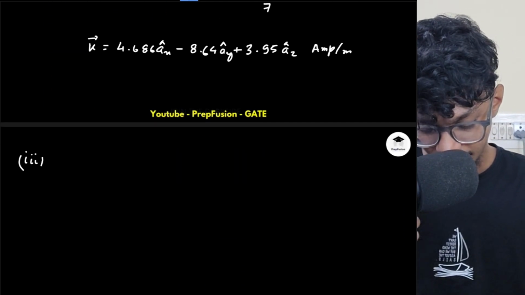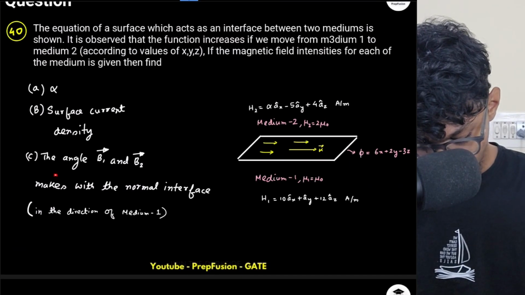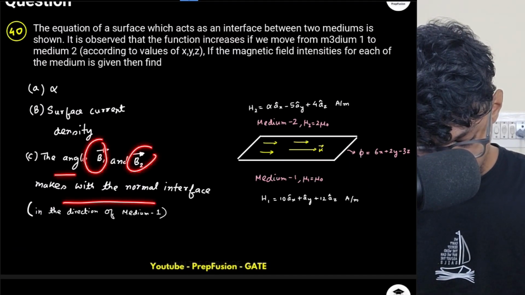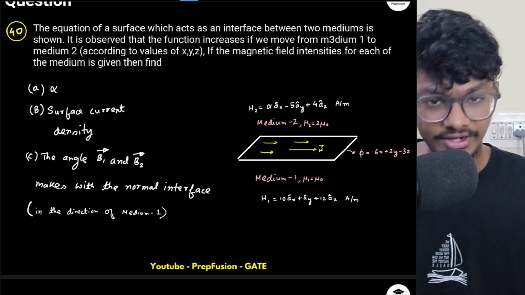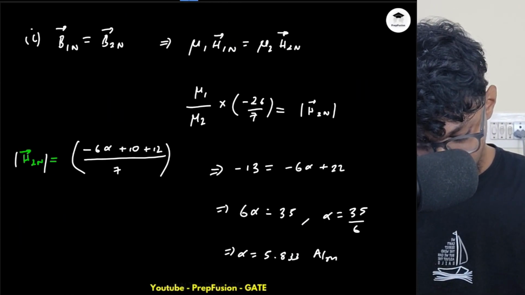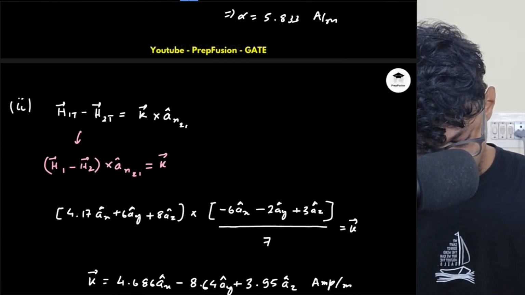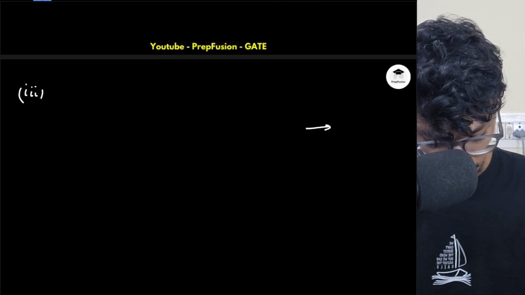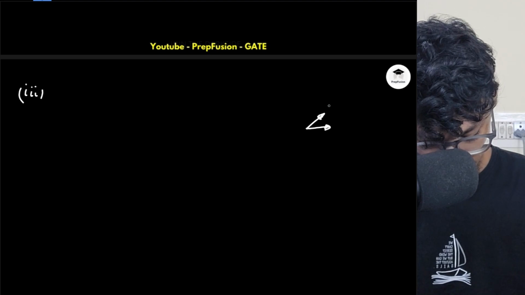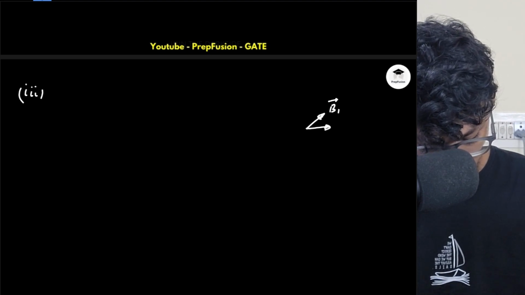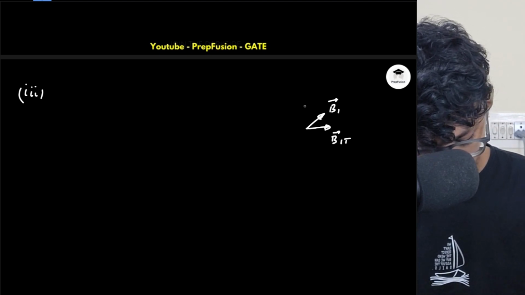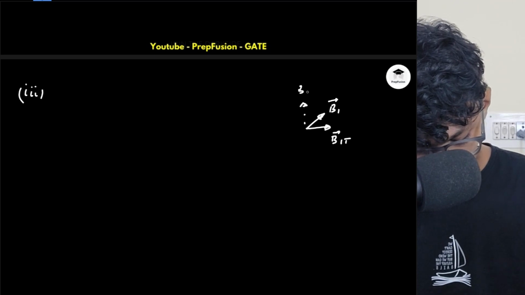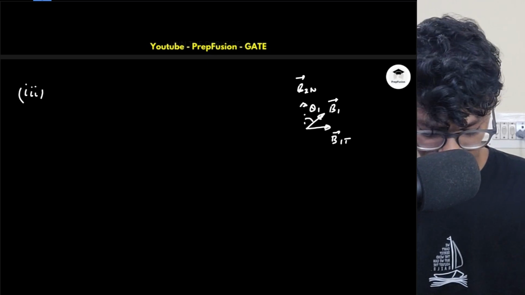Now for the third part, what is it? I have to find the angle B1 and B2 make with the normal to the interface. So I have to find theta 1 and theta 2. If I derive this, this will be my B1 vector, this will be my B1t tangential, and this will be my normal component, B1n. And this is the theta 1 that they are asking me to find.